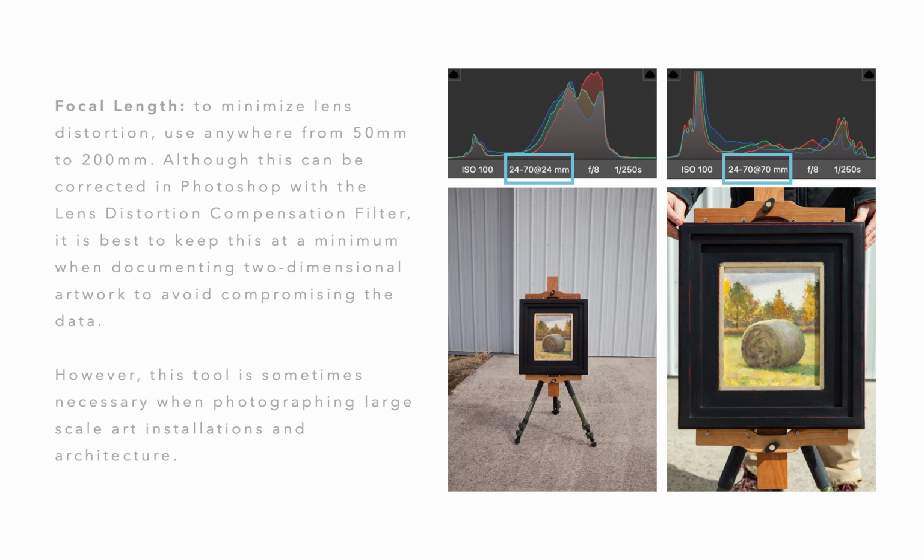To minimize lens distortion, use anywhere from a 50 millimeter to a 200 millimeter. Although this can be corrected in Photoshop with lens distortion compensation filters, it is best to keep this at a minimum when documenting two-dimensional artwork to avoid compromising data. Because sometimes if you have a really wide angle, even on your phone, maybe the verticals for your image will look slightly warped.